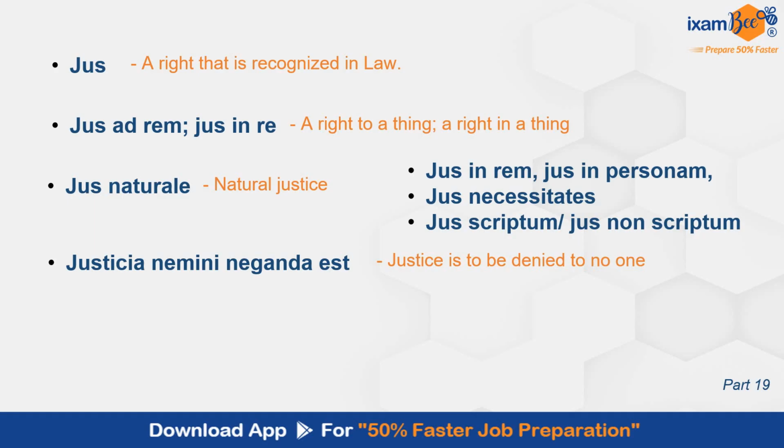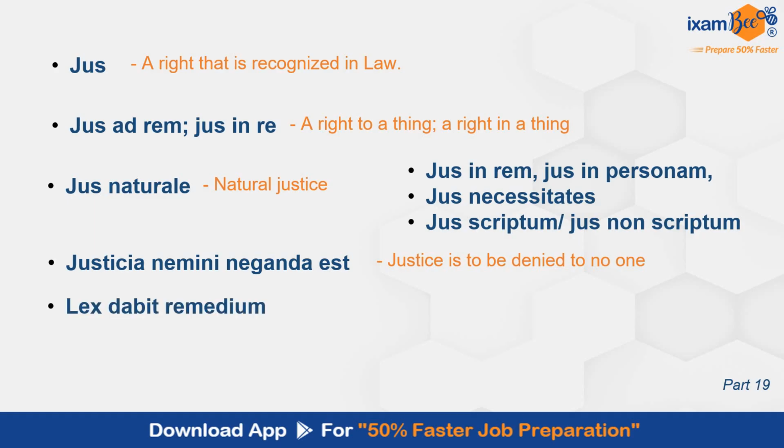Jus in rem means a right against or in respect of a thing. As we have seen, jus in rem means a right in a thing, an absolute right over a thing. Jus in personam means a right against or in respect of a specific person. Jus in rem is available against the world at large, while jus in personam is only available against a particular person.